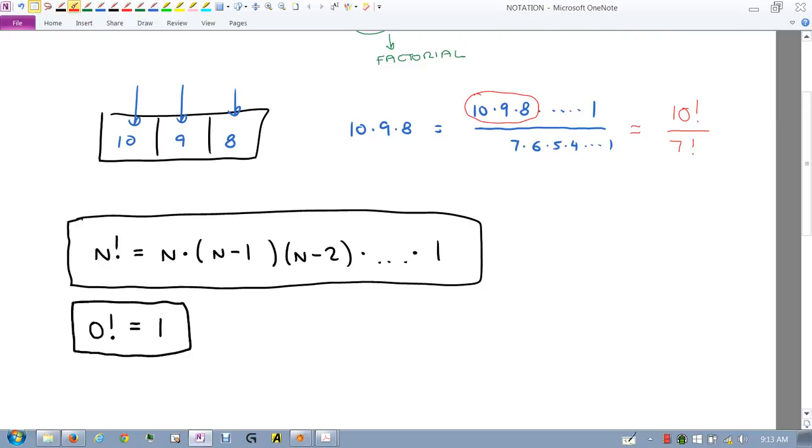And anytime we define something to be a value, instead of using equals, we put a little colon in front of the equals. And the colon in front of the equals means that we are setting a definition. We are defining 0 factorial to be 1.